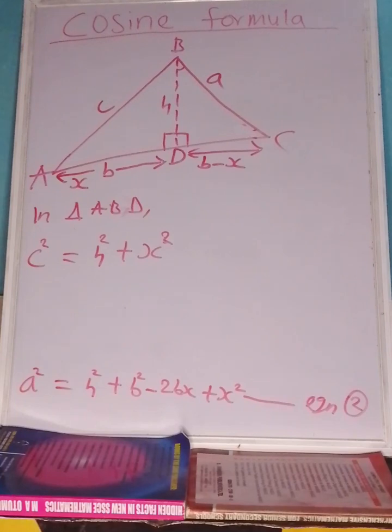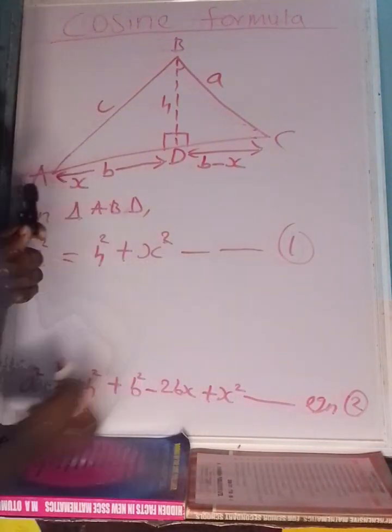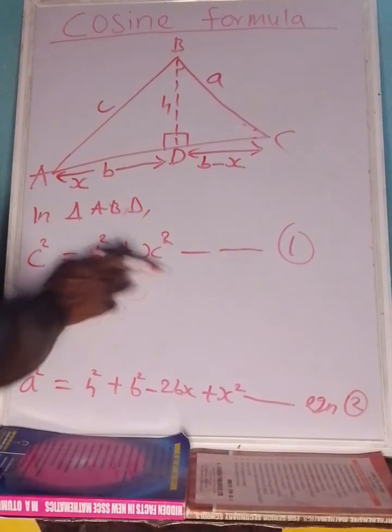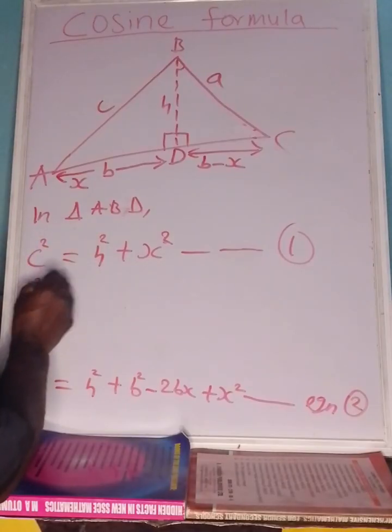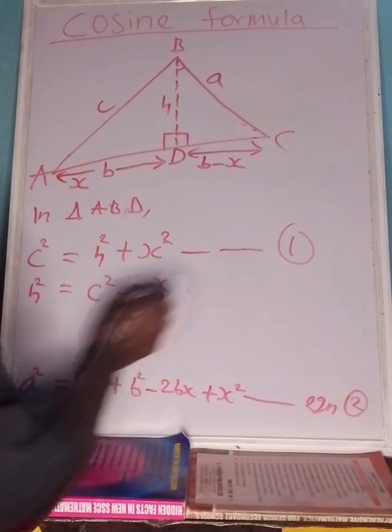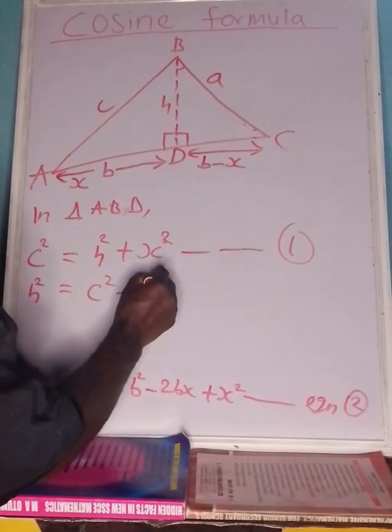Now, what are we going to do? We want to make h the subject of the formula. This is our equation 1, by the way. All right. Let us try to write, okay, we still have some spaces. Now, we want to make h the subject of the formula in this equation. So our h squared will be equals to what? C squared minus what? X squared. Sorry, I'm writing x squared, please. X squared. All right.